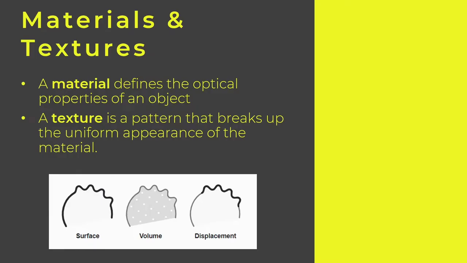A little bit on materials and textures. A material, based on the Blender guide, defines the optical properties of an object. So this is what the object is made out of. It could be metal, it can be wooden, it can be made of glass, and texture is what defines the material. For example, an object could be made of metal, but it could be red, or it could have a flower pattern on it. The color and the pattern on the material is named texture in Blender. And here you can see all three properties that define a material.